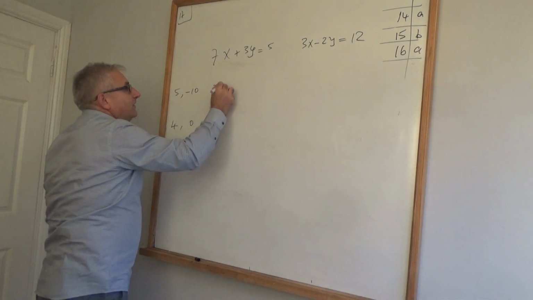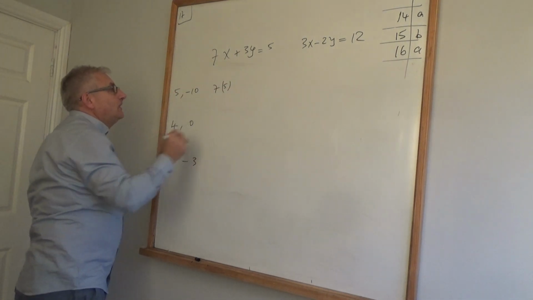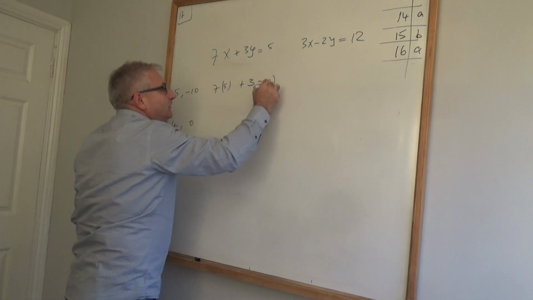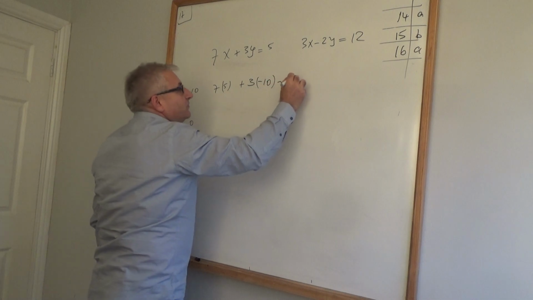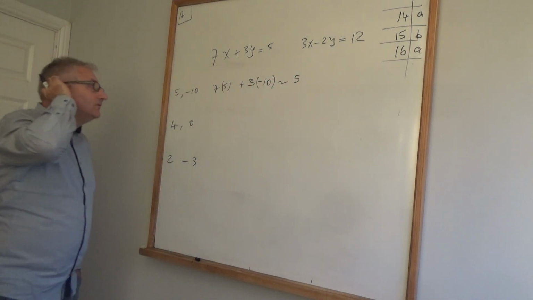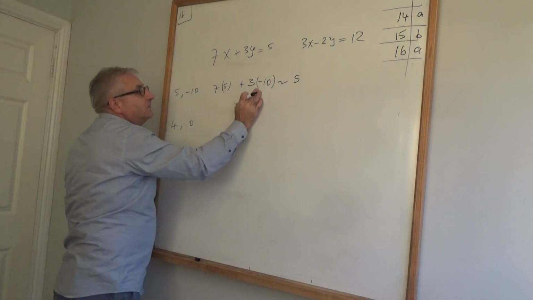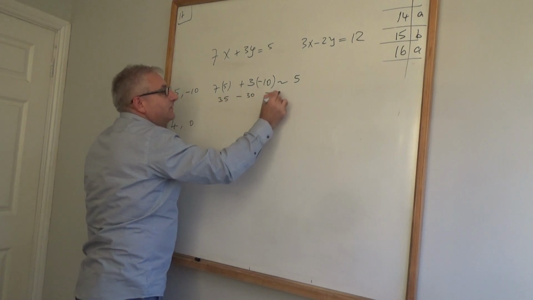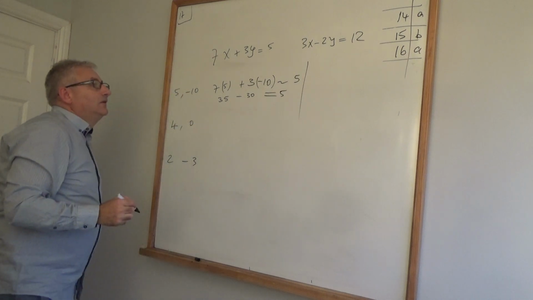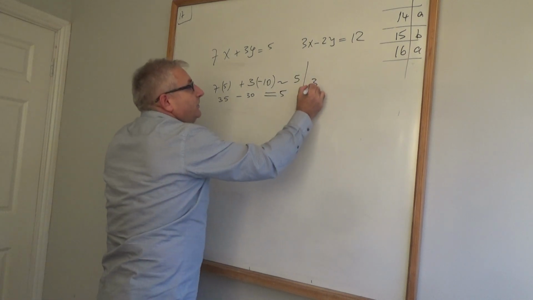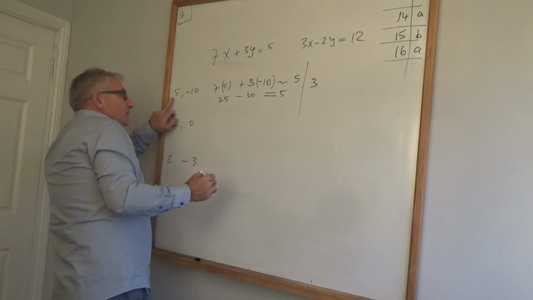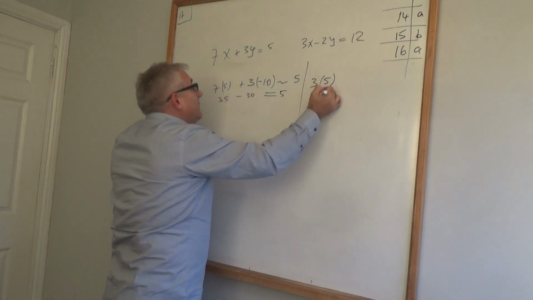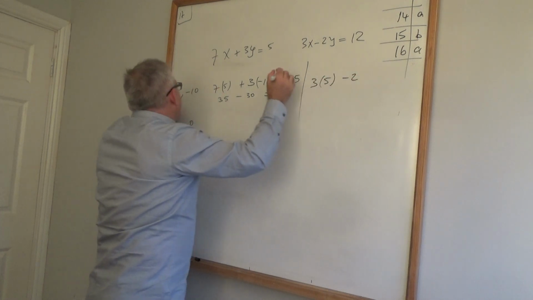Seven of them plus 3 of them is separated from 5. Might be equals, might not be equals. 35 take 30 equals 5. Happy with that. And now 3, notice my finger is here holding on to my x and my y. 3 of them minus 2 of them.